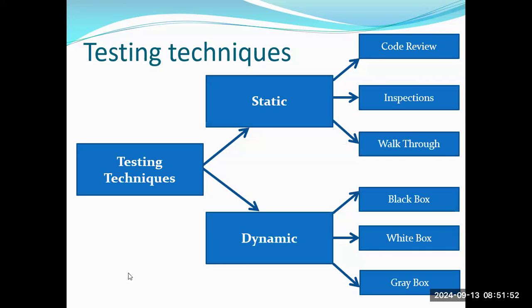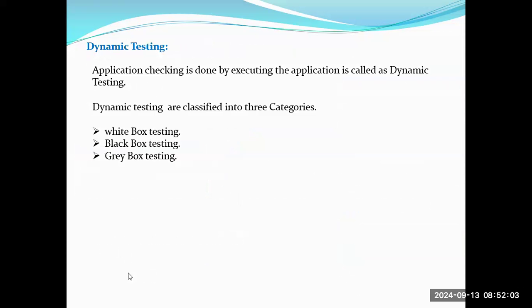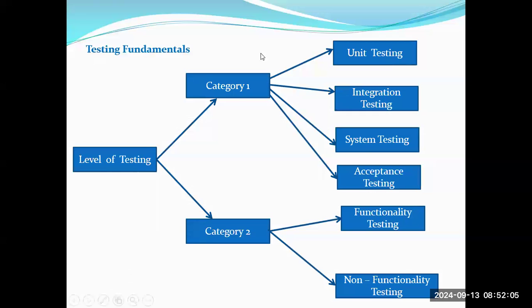Okay, when you're talking about dynamic testing: black box, white box, and gray box. The combination of white and black we can call what? Gray box testing. So the next class should be very, very important. We are good in testing now. You can start testing also now.